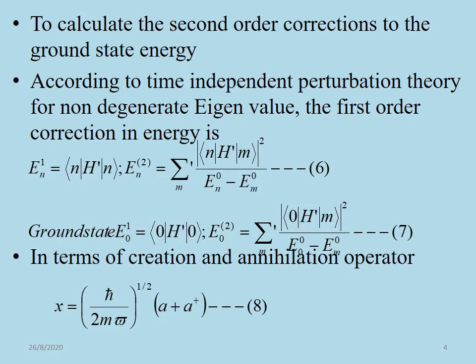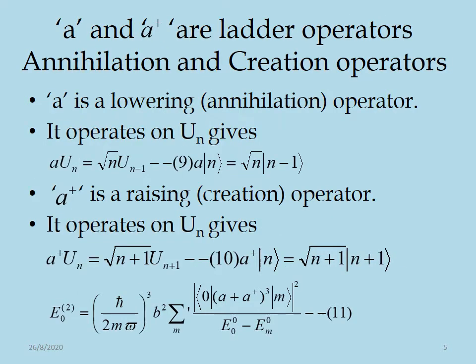So in terms of creation and annihilation operator, x is equal to (h cross divided by 2m omega) whole power half into (a plus a dagger). Already you know what a and a dagger are. a is the lowering or annihilation operator. It operates on |n>, gives square root of n |n minus 1>. If a dagger acts on |n>, it gives square root of n plus 1 |n plus 1>.